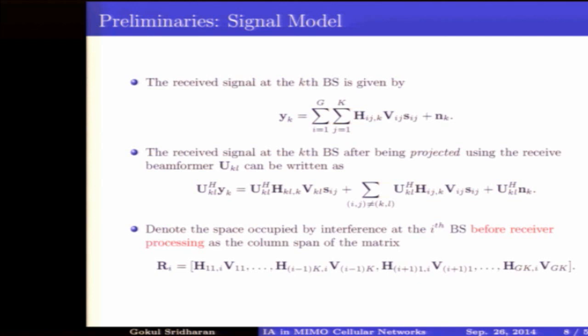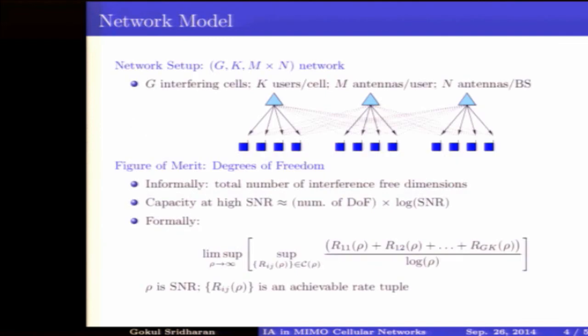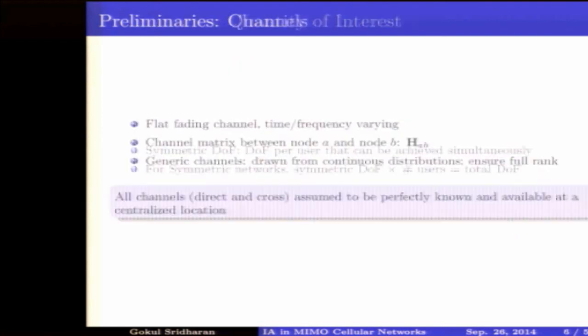One thing that I would like you to remember is this matrix R_i. So R_i is the collection of all interfering vectors at the ith base station, right? So if you were to go back to the picture that I had here, R_1, for this particular base station, would consist of signals coming in from all the 8 users here. So it's just a collection. It's the interference matrix.